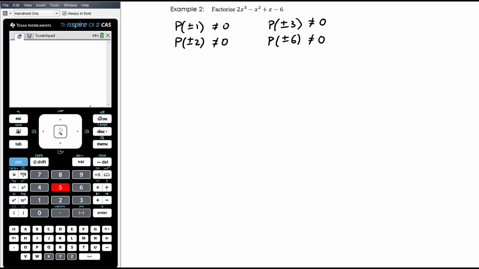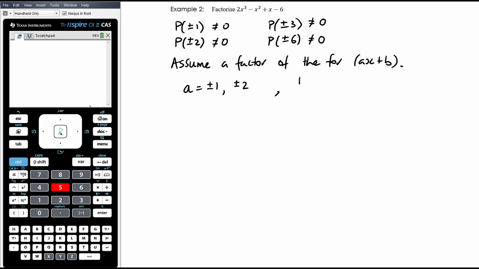Okay, so now we are in the realm of needing to assume a factor of the form ax plus b. So again let's think about a needing to be a factor of 2 and b needing to be a factor of 6. So a could be plus or minus 1 or plus or minus 2. B can be plus or minus 1, 2, 3, or 6.